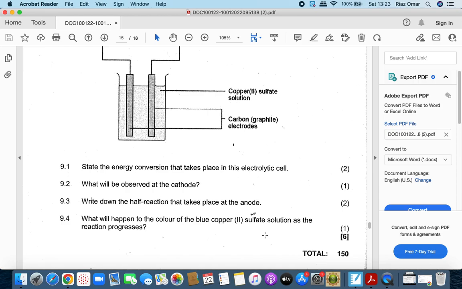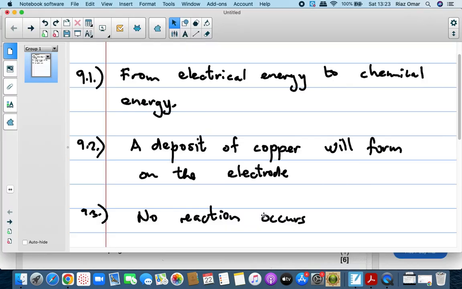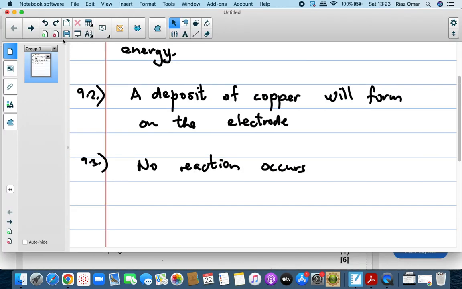9.4, what will happen to the color of the blue copper sulfate solution as the reaction progresses? We know that as the reaction progresses, the copper 2+ ions in the solution, which give the blue color, will decrease because the copper 2+ ions are going to be deposited onto the electrode to form copper metal. So the blue ions decrease. If the blue ions decrease, the blue color will get less, or it can even disappear completely. So we can say that the solution becomes lighter.